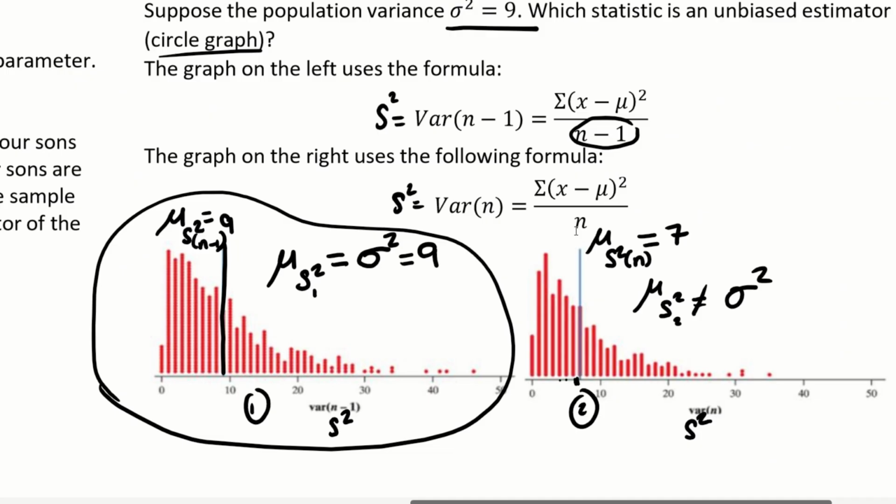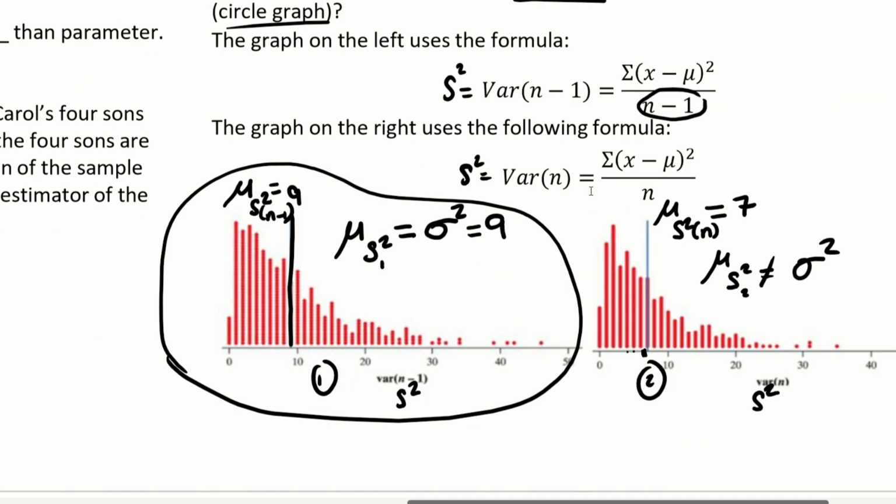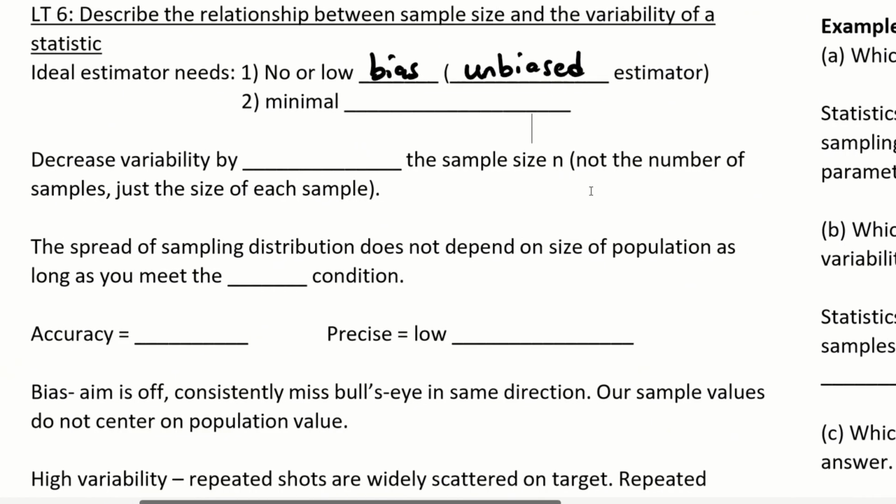It also has to have minimal variability. Variability means change, right? So it can't be changing too much. It has to have minimal change when you're taking from one sample to the next. So again, you decrease variability by increasing the sample size in general. Not just the number of samples, right? We're not talking about the number of samples. We're talking about the size of the samples. So, for example, an n equals 2 sample to n equals 3 sample or 4 or whatever.